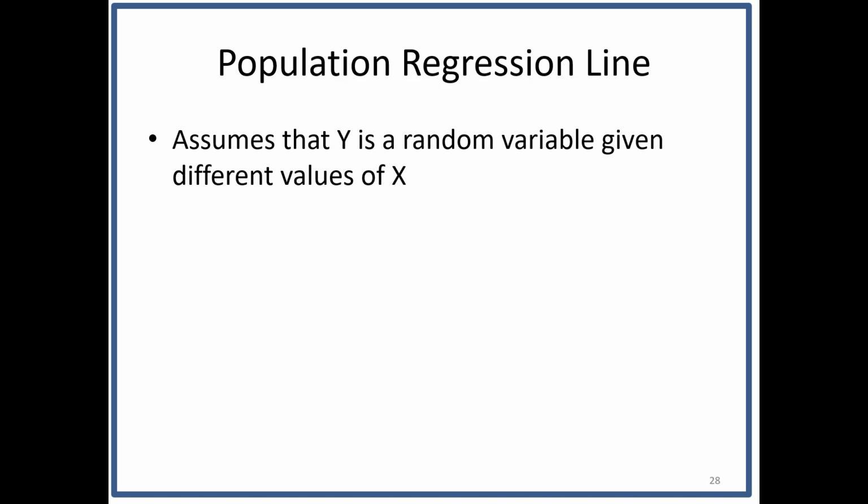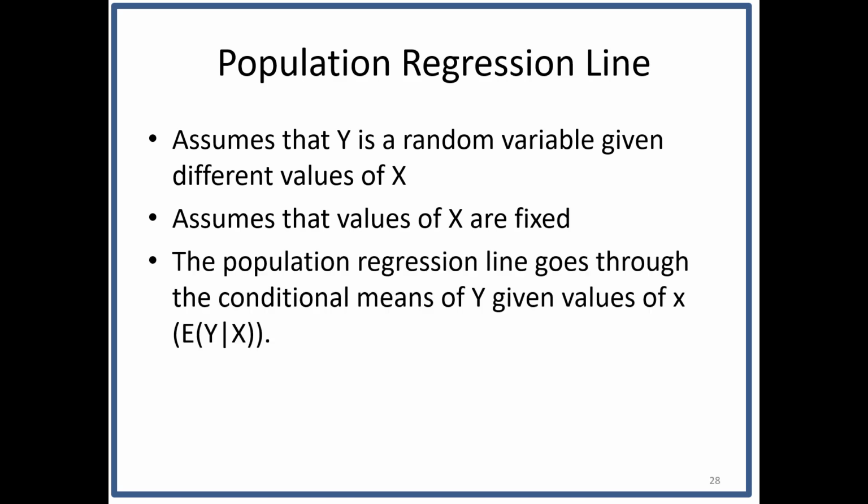So, the population regression line. It assumes, again, as I said before, that y is a random variable given different values of x. We're assuming that values of x are fixed. And the population regression function or line goes through the conditional means of y given values of x, or E of y given x.